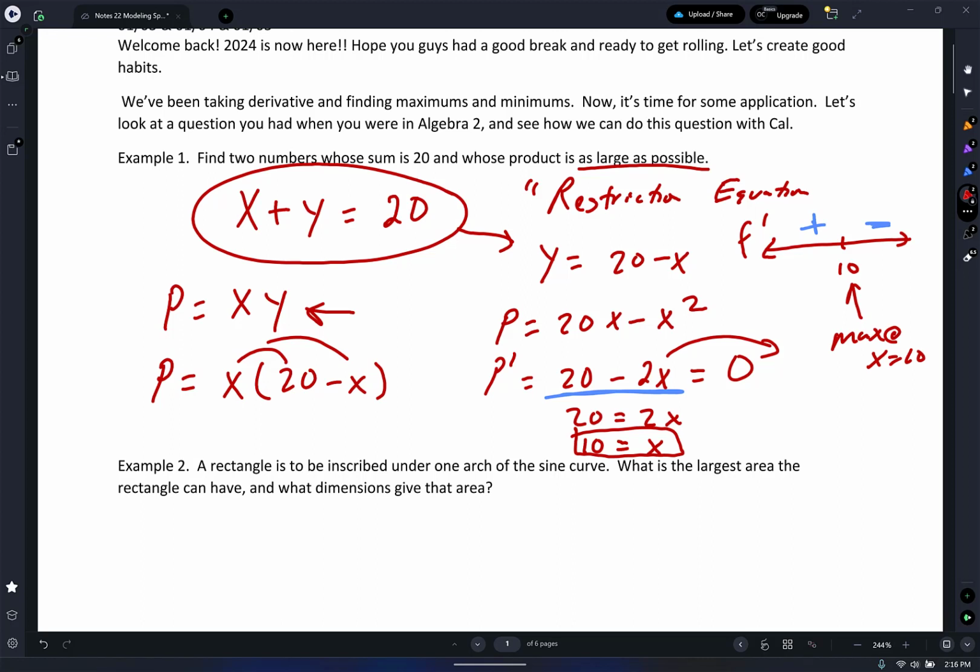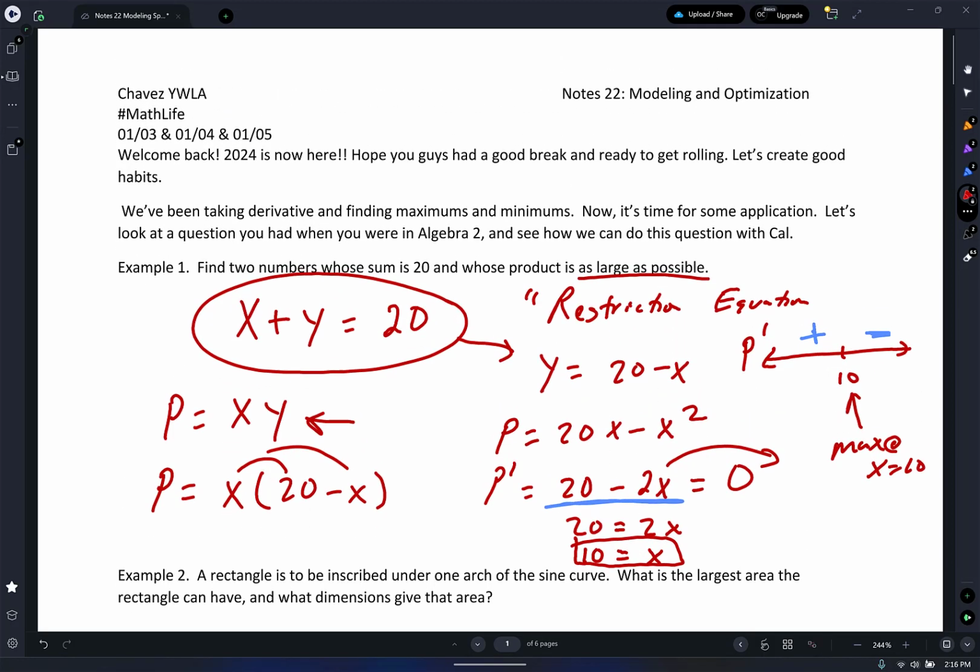This is P prime. P has the max. Yes, I'm just deriving to verify that I really have a maximum there. Because remember, if my slope is positive, that means my function is increasing. If my slope is negative, my function is decreasing. Where's the max? Whenever the derivative changes from positive to negative. Whenever my slope changes from positive to negative. So that's all I'm doing.